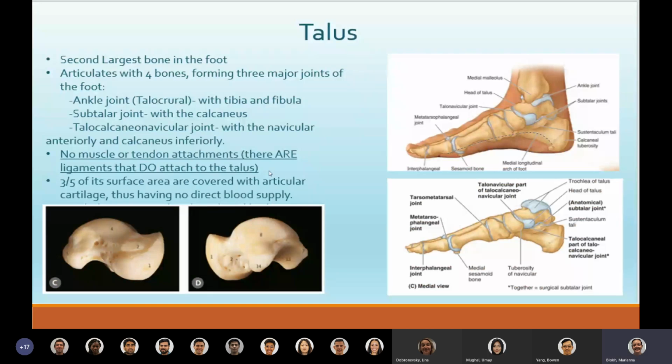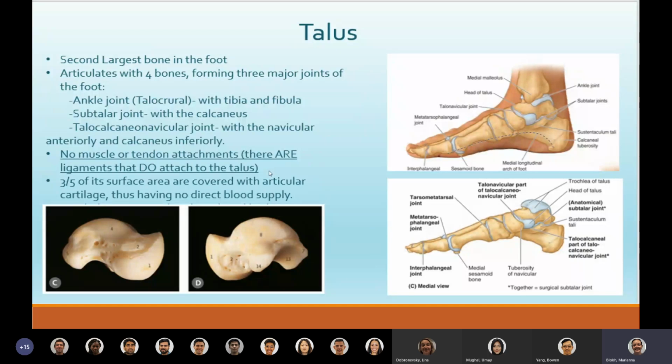All right. So the talus is the second largest bone in the foot. The largest is obviously the calcaneus underneath it. It is involved in different types of joints. We have the ankle joint, or talocrural joint, and then our talocalcaneonavicular joint that we'll discuss in detail. Remember, no muscle or tendon attachments directly to the talus, okay? There are ligaments that do attach to the talus, but no muscular or tendinous attachments, only ligaments, okay? And the other thing to remember is that 3/5 of its surface is covered by articular cartilage, which means that whenever something is covered by articular cartilage, there's no direct blood supply there, because blood vessels do not penetrate an area that's covered by cartilage.